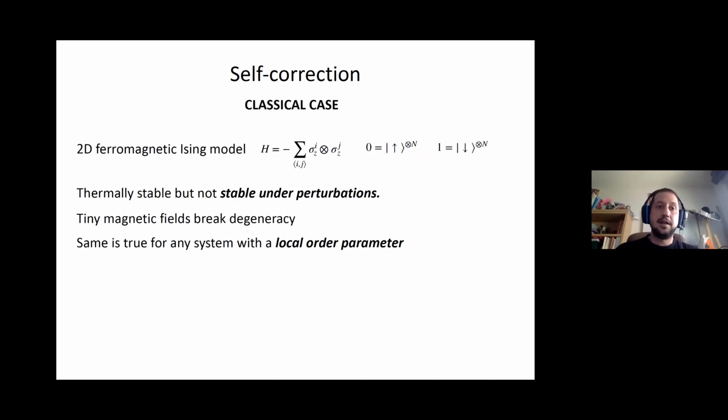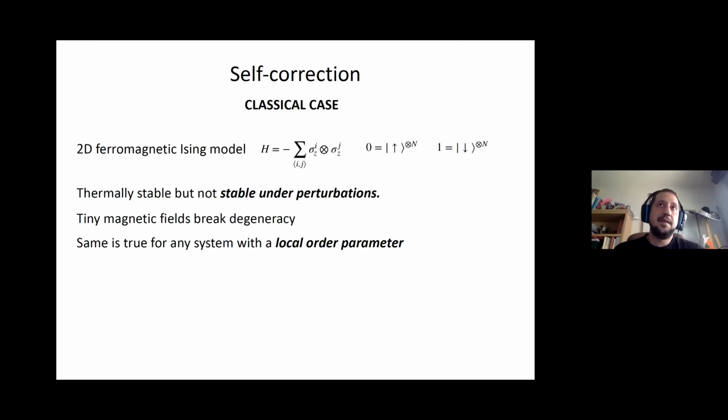Maybe the best way to start is to think about what happens in the classical case. The paradigmatic example of self-correction in the classical case is the 2-dimensional ferromagnetic Ising model, where we can encode 1 bit of information in the ground space of the system that is 2-fold degenerate, and then all spins up will be our 0, and all spins down the 1. If the temperature is small enough, this is known to be thermally stable. But the problem is that it's not stable under perturbation. So if we include in the interaction a tiny magnetic field, this will break the degeneracy, and then the memory will be destroyed.